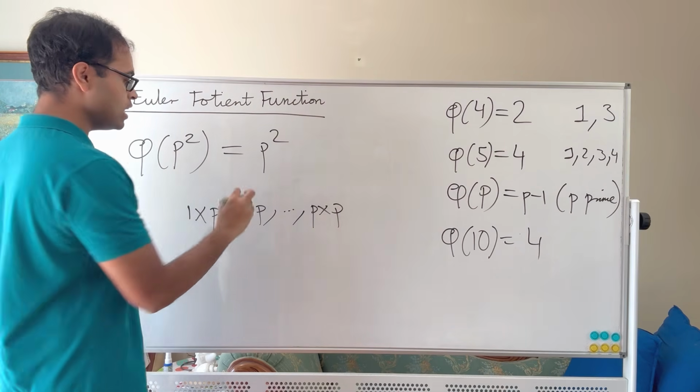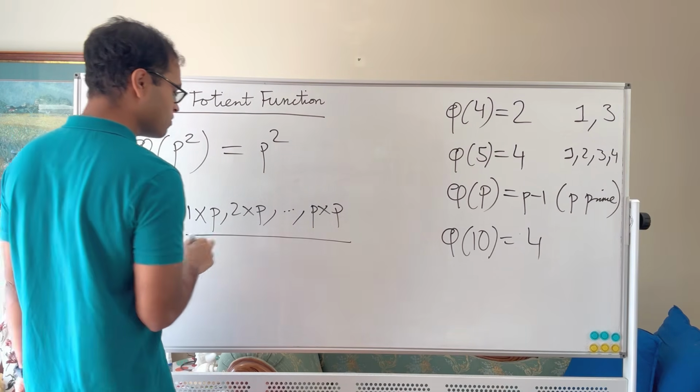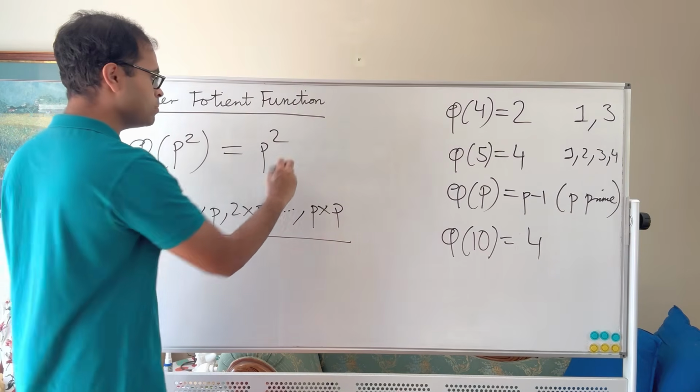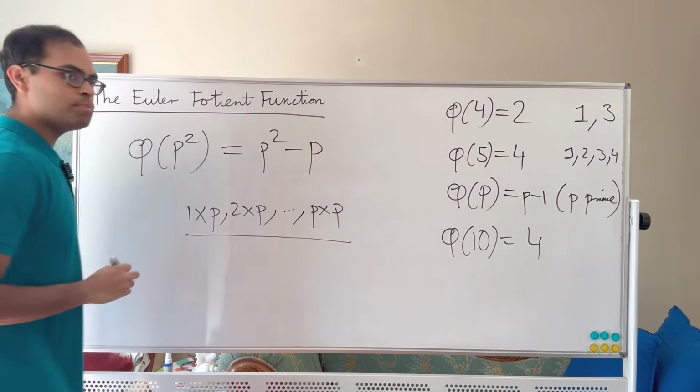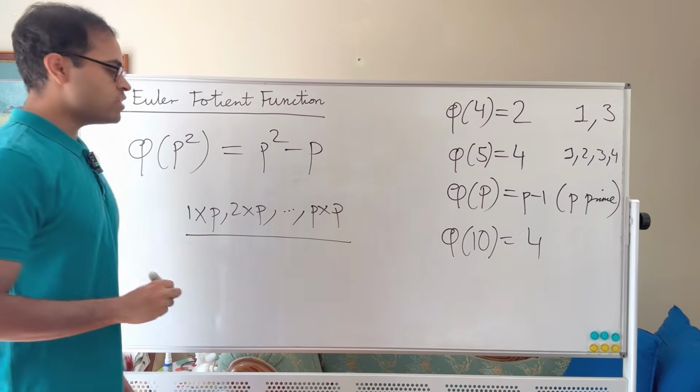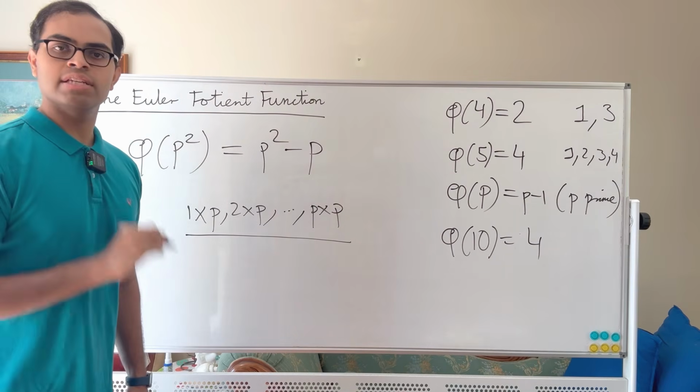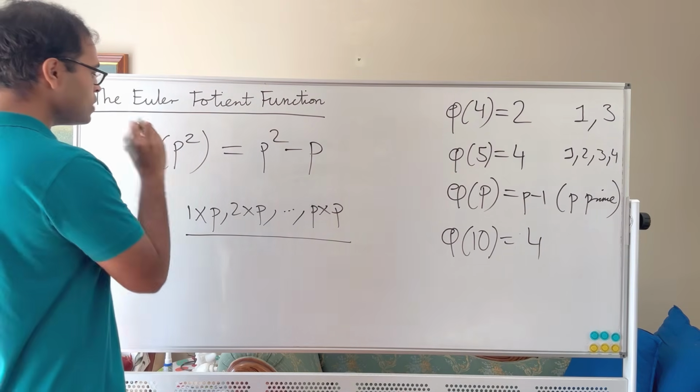We're using that heavily, so you just have to subtract these numbers. There are p of them because there are p multiples of p. So phi of p squared is p squared minus p. That's the number of integers from 1 to p squared that are relatively prime to p squared. Okay, and we can keep going with this.